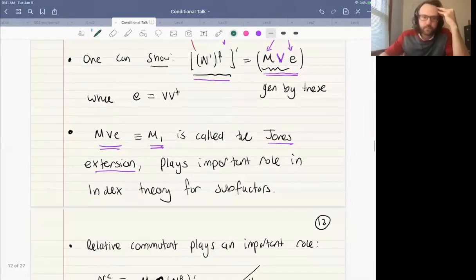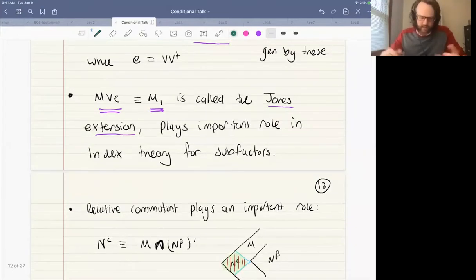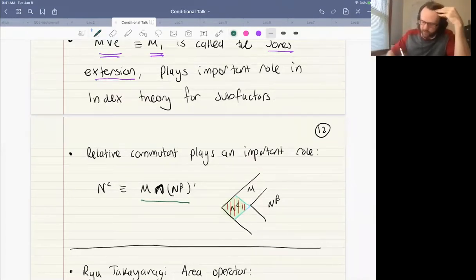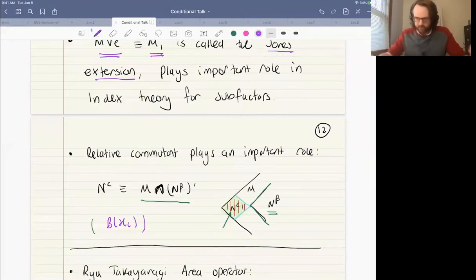Another thing that I'll give a picture of, from this picture, is something called the relative commutant, which also plays a central role. The relative commutant is the commutant of n beta, but inside M. So it's everything that commutes with n beta, but that lives inside M. So it's this little region here, if you like. And if you go back to the original example I gave of a conditional expectation, it's just bounded operators on HC, the thing that we traced over. That's what this relative commutant is.